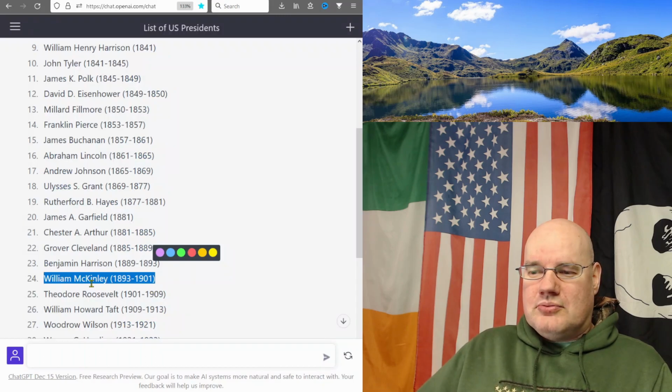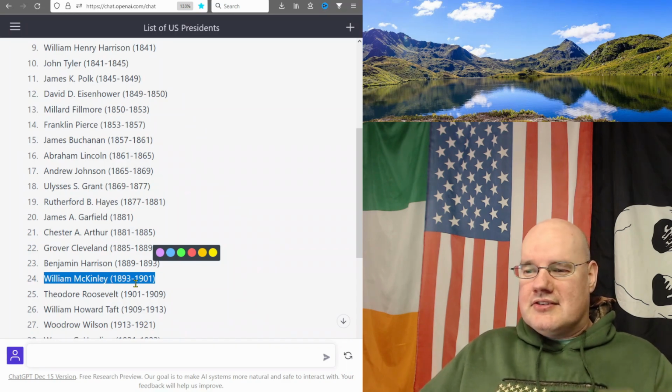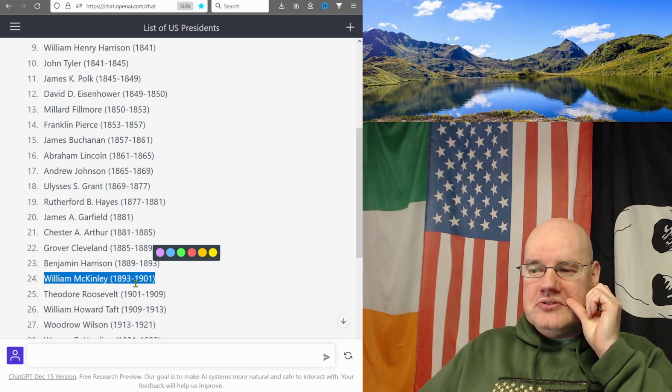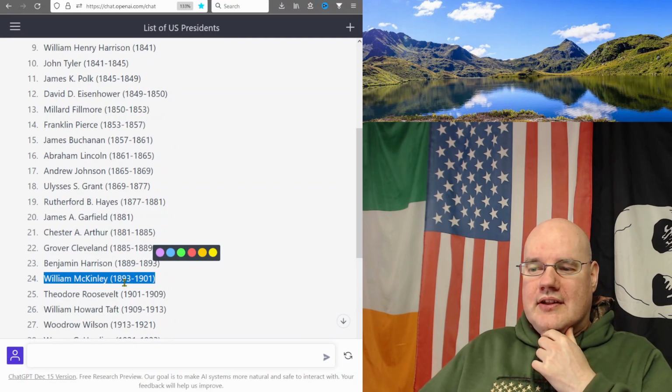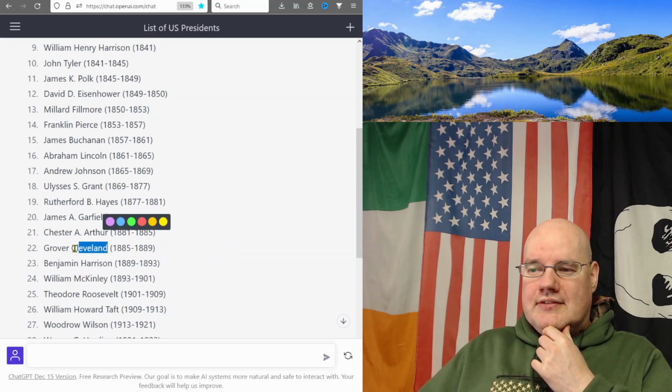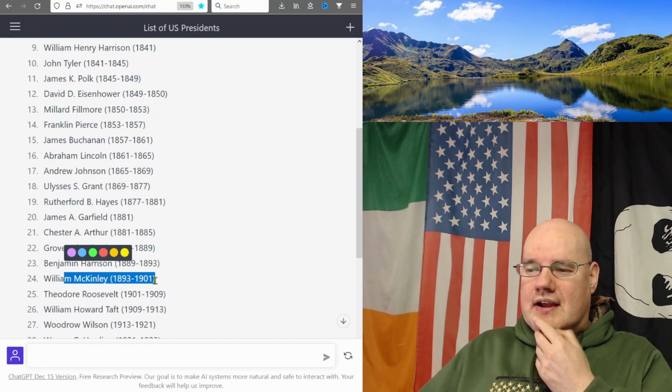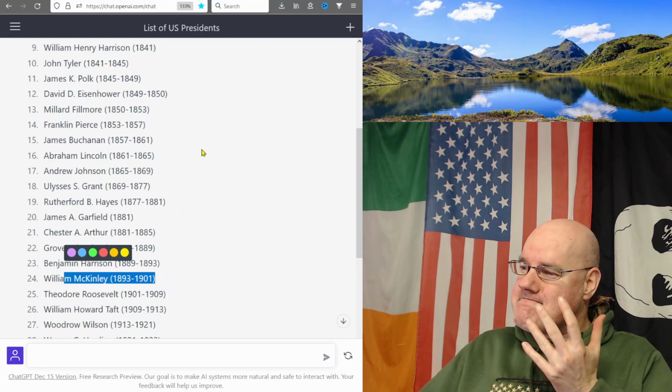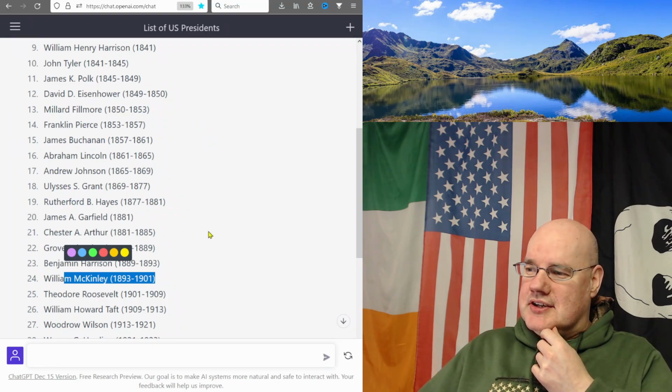But according to this, William McKinley served from 1893 to 1901. So what it's saying here is that McKinley served 2 terms, when in actual fact it was Grover Cleveland who served from 93 to 97. So it leaves out Grover Cleveland the second time and credits William McKinley with 2 terms, when in fact he only served 1 term. Not good, not good.